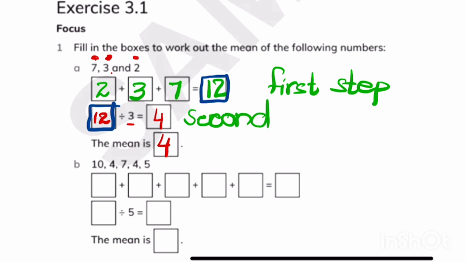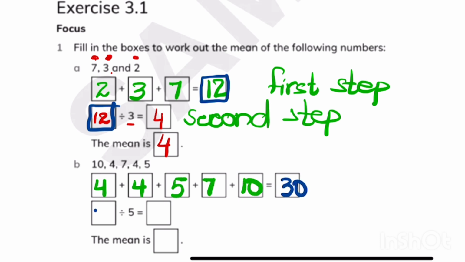Let's move on to the second question to get a better understanding. Let's arrange these numbers and add them. 4 plus 4 plus 5 plus 7 plus 10. The sum of all numbers is 30. Now we will divide 30 by 5 because we have 5 numbers: 1, 2, 3, 4 and 5. So 30 divided by 5 is 6. We got our arithmetic mean. The mean is 6.